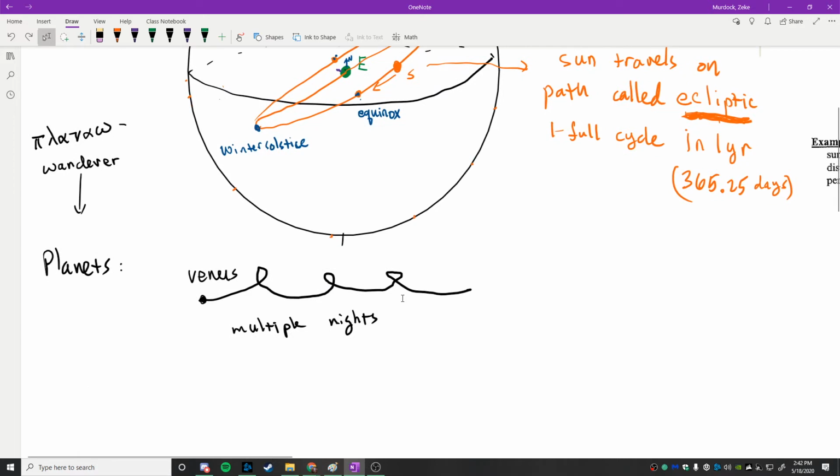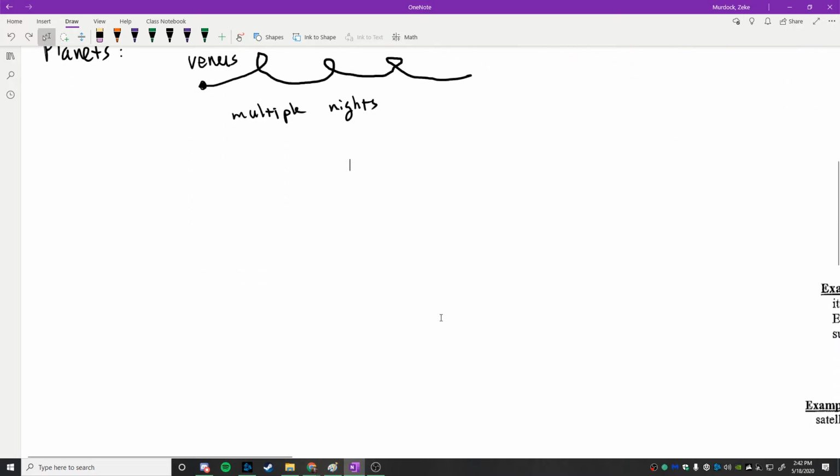And now we're talking about planets, which is the harder part. He wanted to describe what a planet was, and planets basically wander. Over multiple nights, if you observe where Venus is, it may do something like this. Okay? Kind of like curlicues through the sky, and he wanted to understand what was doing that. So his theory of how that worked was just like this.